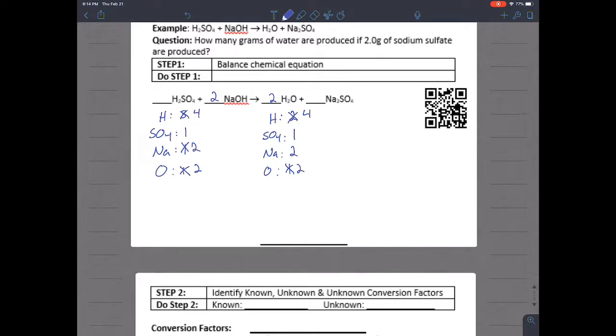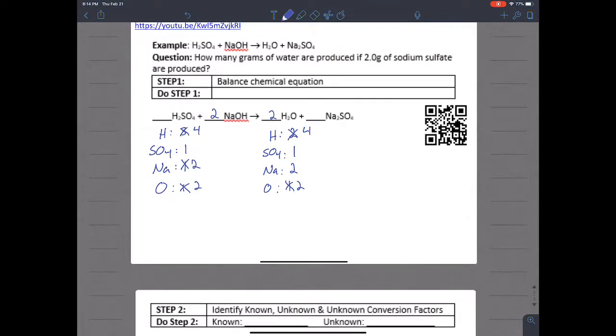So this is balanced. So up here, in step 1 is where I'm going to write my balanced equation. So I have H2SO4 plus 2 NaOH going to 2 H2O and 1 sodium sulfate. Okay, so now you can start to see why balancing an equation is so crucial.